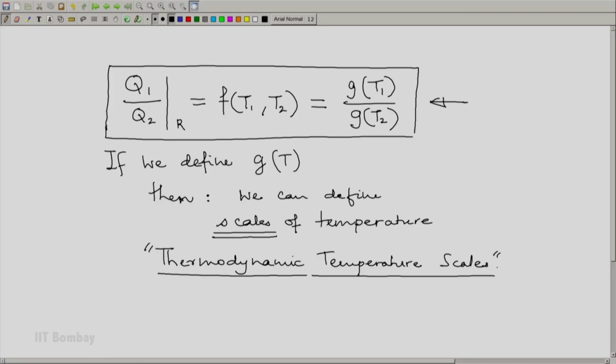Unlike those temperature scales, which we may call empirical temperature scales because they depend on the property of some material, if you use this scheme, we will be able to define temperature scales which depend only on the principles of thermodynamics. Hence these will be called thermodynamic temperature scales. We will soon define one particular thermodynamic temperature scale, and that will be the thermodynamic Kelvin scale of temperature.